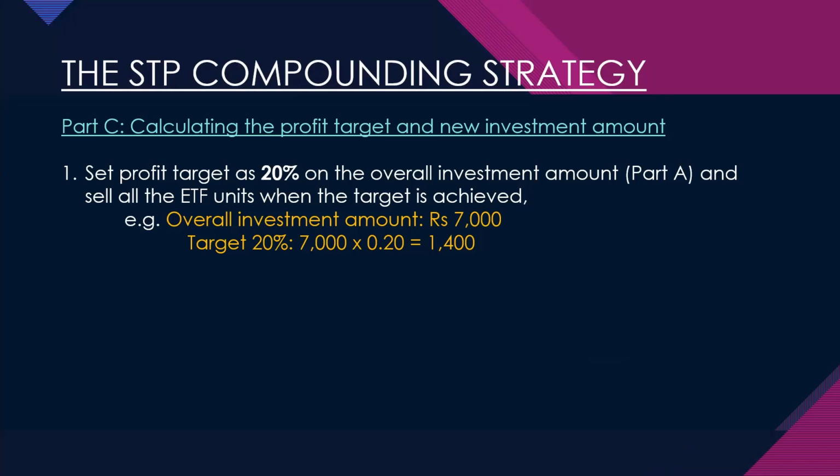So whatever is the 20% of the part A, the overall investment amount, for example, we had 7,000 for overall investment, but we were investing 1,000 per SIP, but the overall amount is 7,000.